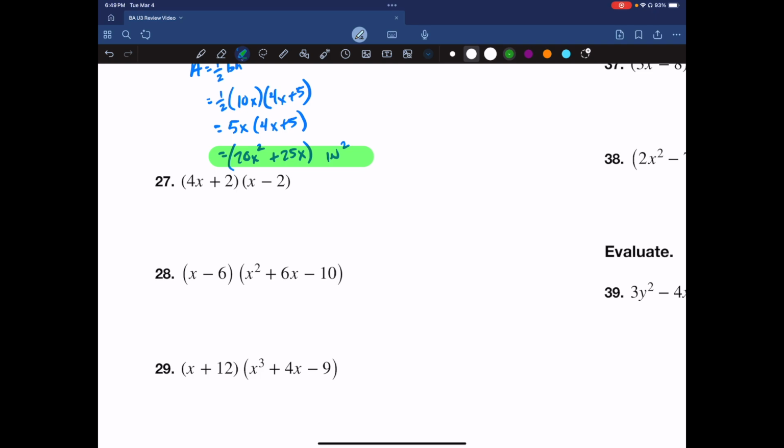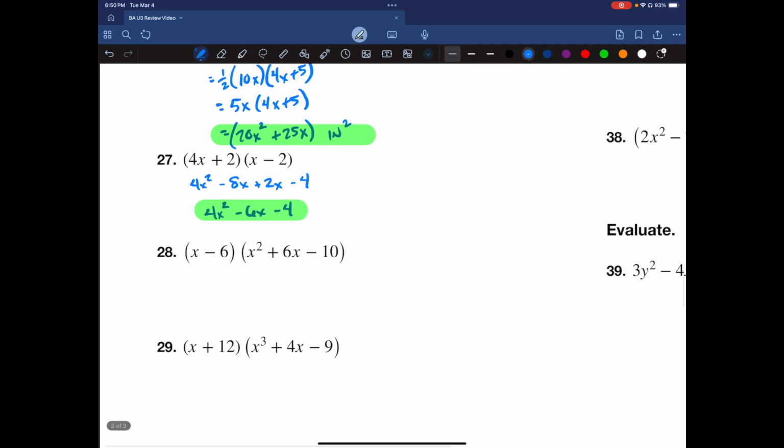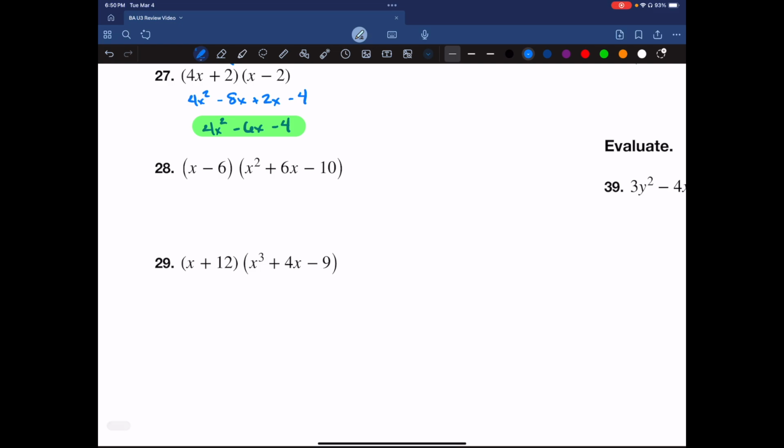Now, on 27, you have 4x plus 2 times x minus 2. I'm going to give the first term, 4x, to everything on the inside of the other parentheses. It's going to be 4x squared. 4x times negative 2 is negative 8x. You're finished with the 4x, so you move on to the 2 and give it to everything in the back. 2 times x is 2x. 2 times negative 2 is negative 4. So 4x squared, negative 8x plus 2x is negative 6x, minus 4. There you go. You always want to make sure you clean things up and combine like terms as you can.